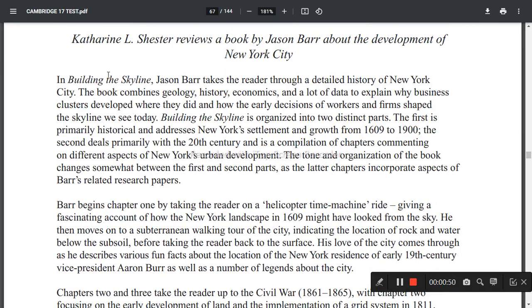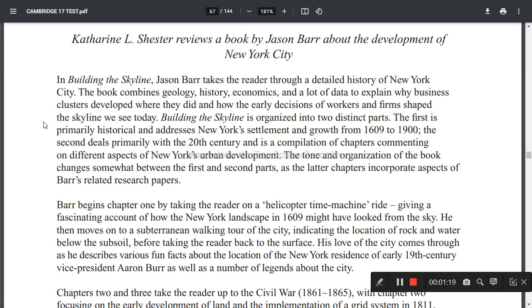In Building the Skyline, Jason Barr takes the reader through a detailed history of New York City. The book combines geology, history, economics, and a lot of data to explain why business clusters developed where they did and how the early decisions of workers and firms shaped the skyline we see today.